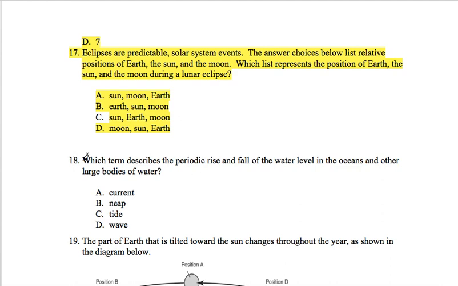Number 18. Which term describes the periodic rise and fall of the water level in the oceans and other large bodies of water? A. Current. B. Neap. C. Tide. D. Wave.